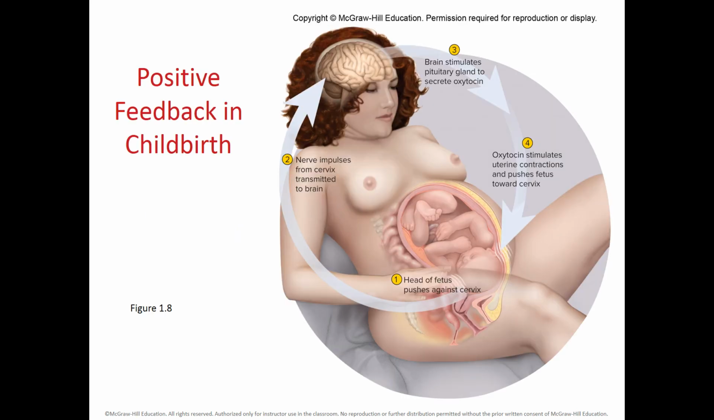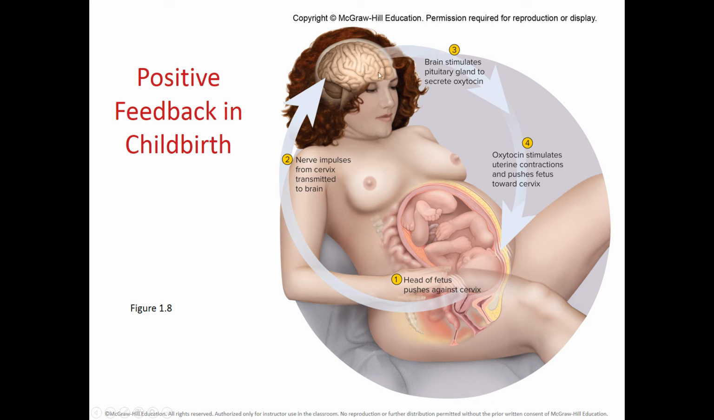So in this figure, we can see what happens during positive feedback. In this female in childbirth, you have the baby inside her uterus, and the baby's head is compressing against this part of the uterus that is known as the cervix. You have receptors here in the cervix that send signals to the brain, and the brain will send a signal to the uterus by using hormones like oxytocin.